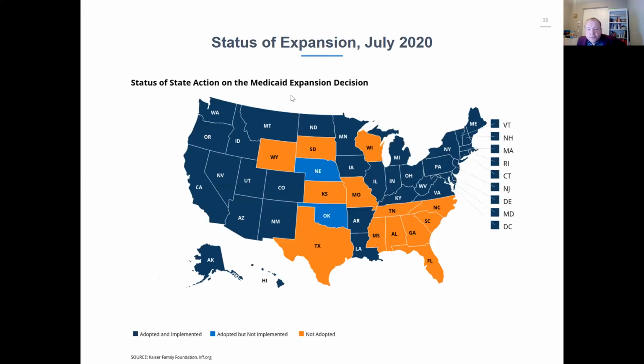This is status of expansion as of July 2020. I don't know how much this has changed since, I'm trying to think. So by and large, Medicaid expansion has been adopted and it has been implemented. We have a couple where it had been adopted but not yet implemented. And then, a number of states where Medicaid expansion had not been adopted. So there are differences, of course, in the types of eligible individuals that you're going to see in the data and so on. So again, this just adds to some of that variability.